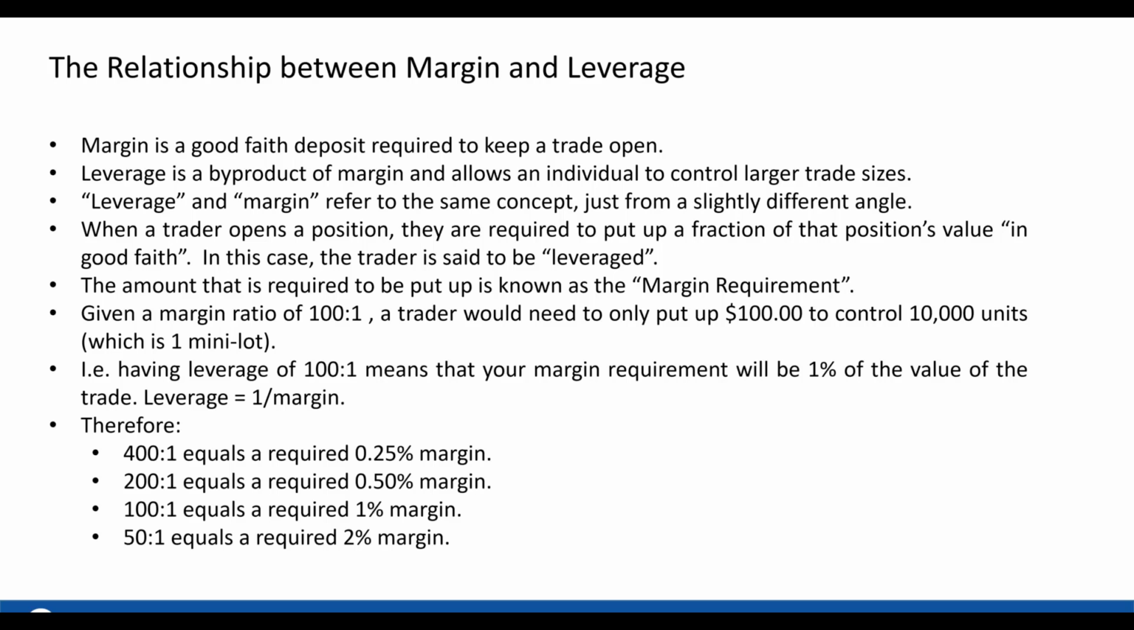Leverage equals 1 divided by margin. Therefore, 400 to 1 equals a required 0.25% margin. 200 to 1 equals a required 0.5% margin. 100 to 1 equals a required 1% margin. And 50 to 1 requires a 2% margin.